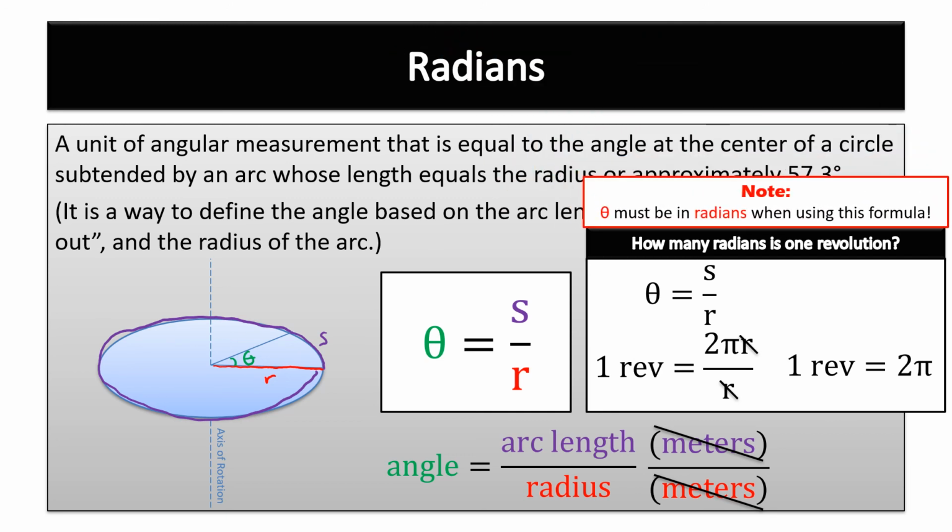Just remember, I plugged in a revolution over here just to show you where 2 pi comes from. But whenever you're using this formula, you have to make sure that the angle you're putting in is in radians. You wouldn't plug in revolutions over here. I don't want to confuse it like that. Again, I'm just showing you where this conversion factor comes from in a nutshell.